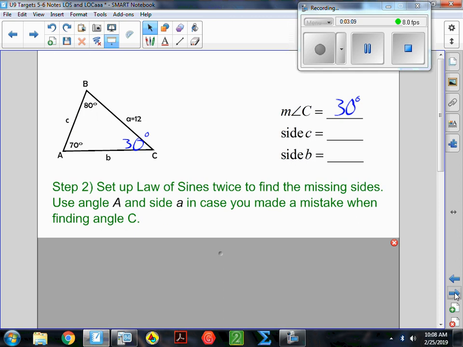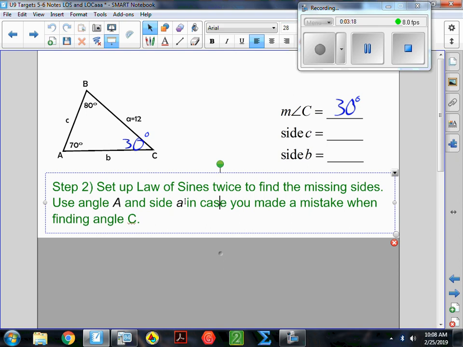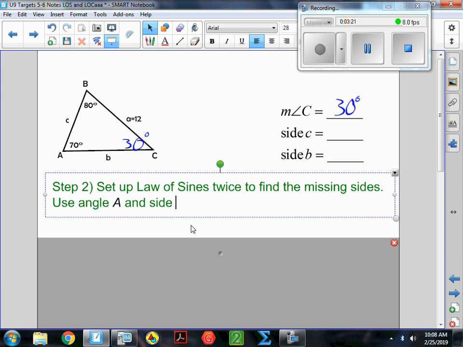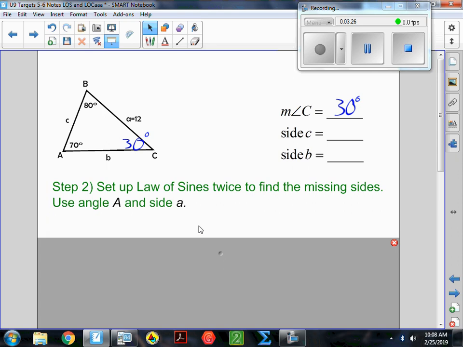My step 2 is to use the law of sines twice to find the missing sides. I wrote down use side A and angle A in case you made a mistake when you're finding C, but really we're using side A and angle A because that's the pair that I have the opposite of. Remember back in the beginning I said that you have to have an angle and the side opposite it. If you don't have an angle and the side opposite, you can't use the law of sines. So I'm going to start with angle A and side A because that's the pair I have.